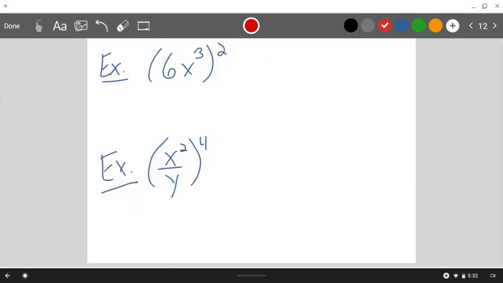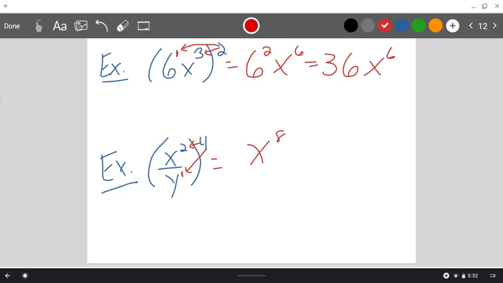For this next one, the 6 has an invisible 1, so you're multiplying 2 times 1 and 2 times 3. So 6 squared, x to the 6th, and 6 squared is 36. For the next one, multiplying exponents again, 4 times 2 and 4 times 1, x to the 8th, y to the 4th.